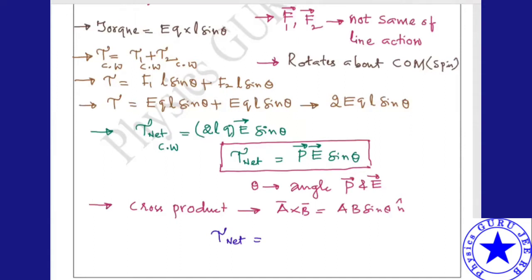What do you write? I'll write this one now, P cross E. So P cross E. How can I write P cross E? P cross E can be written like this. Why do we have to write only P cross E? Why not E cross P, right?